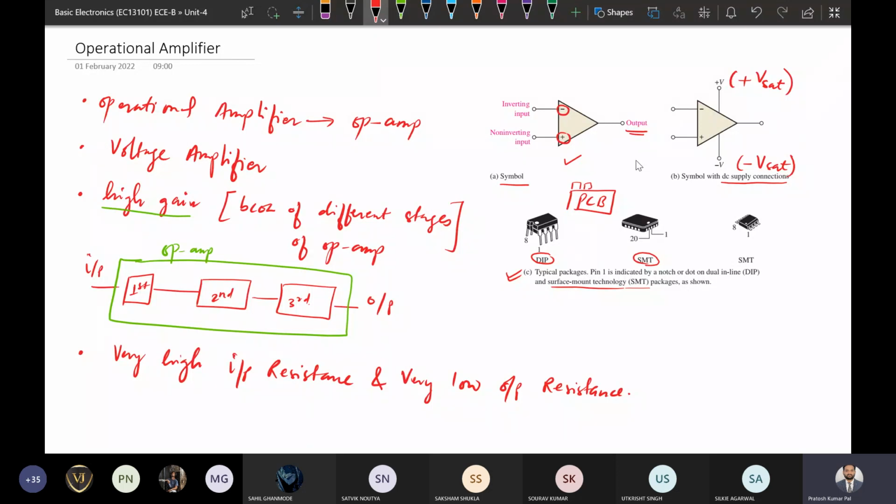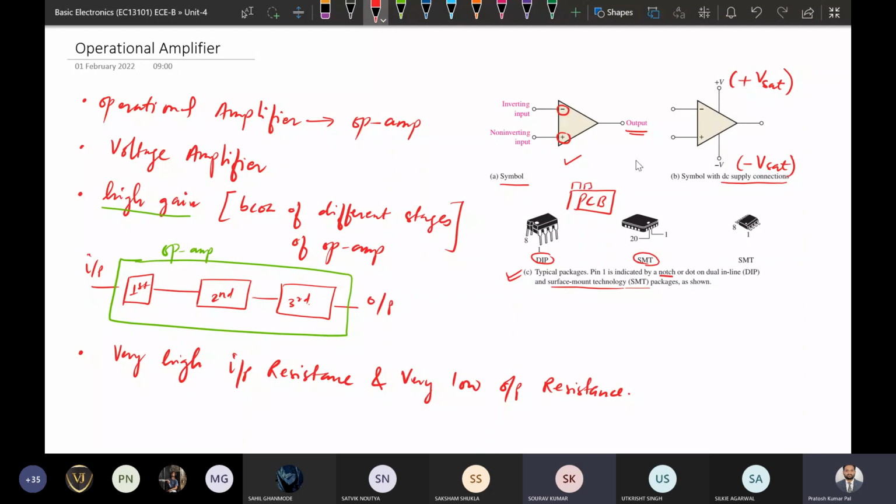So there will be a cut mark, or we call it a notch. Along with that there will be a dot, a white dot. Where this white dot is, that indicates pin number 1. So 1, 2, 3, 4, then 5, 6, 7 and 8.